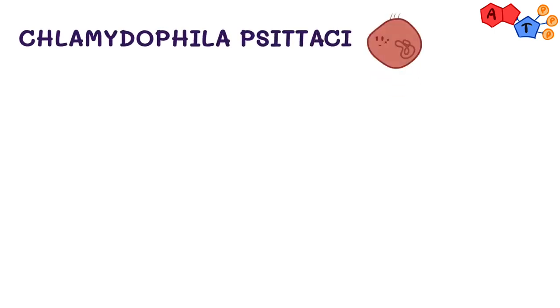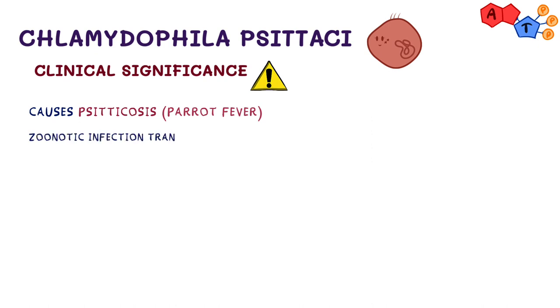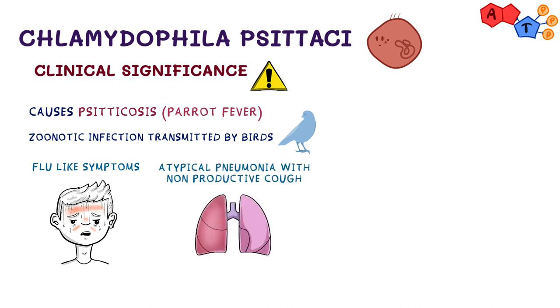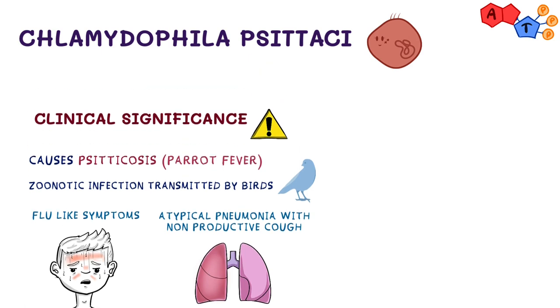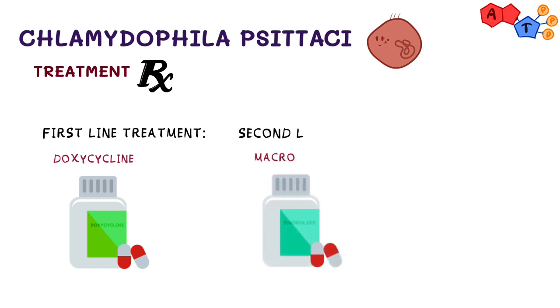Now, in regards to Chlamydophila psittaci, it results in psittacosis, which is known as parrot fever. It's a zoonotic infection from birds, and the symptoms of psittacosis can vary greatly. During the acute onset of the infection, the patient usually has flu-like symptoms, especially fever, and they can also get atypical pneumonia with non-productive cough, and they may complain of headaches, arthralgia, and myalgia as well. For treatment, doxycycline is the first line, and macrolides are the second.